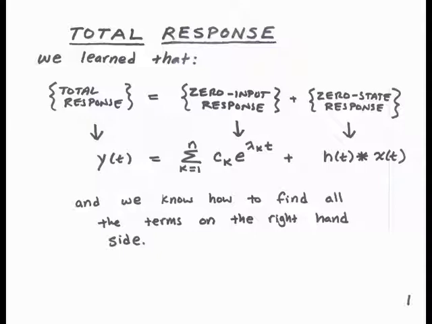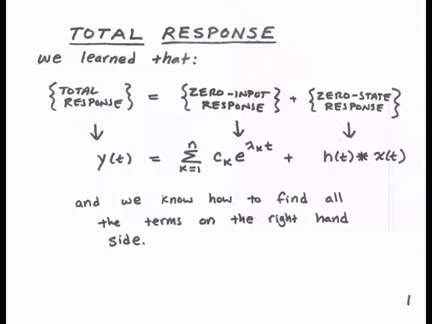Total response is a zero input response plus a zero state response. And we learned how to find the zero input response and the zero state response earlier. The zero input response was the sum of the characteristic modes, and the zero state response was the convolution of the impulse response and the input. So we have the equation that y of t equals the sum from k equals 1 to n, where n is the number of modes, c_k e to the lambda_k t, plus h of t star x of t.